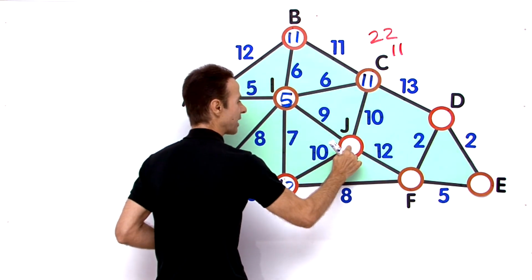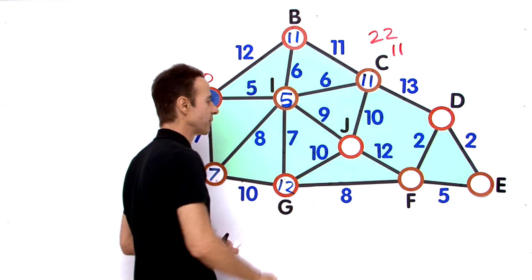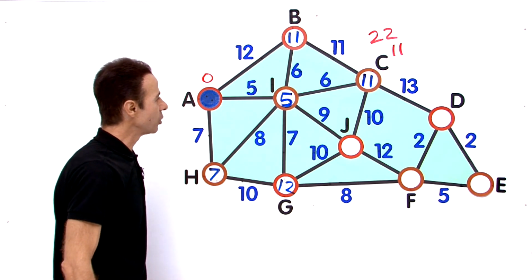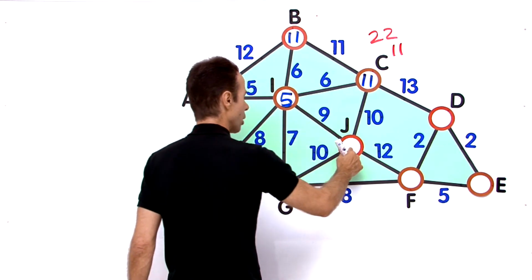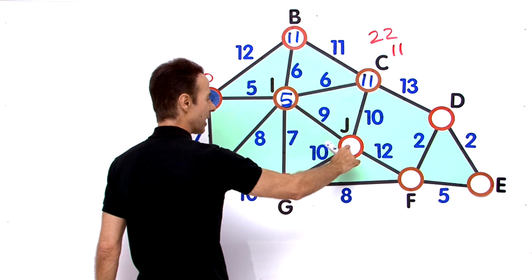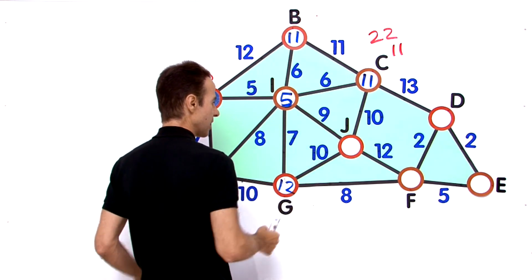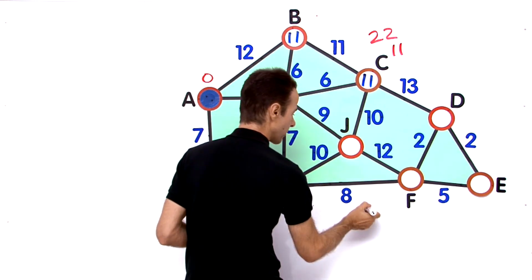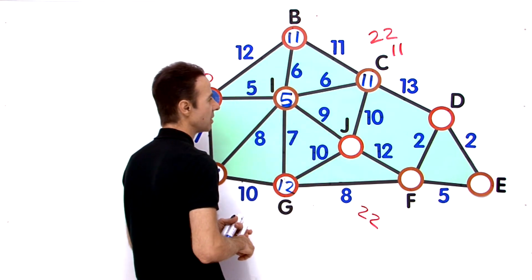Let's look at this candidate right here. Let's explore different paths here. So how can we get to J right over here? Well, we can go G to J. That means 12 and 10. That's going to give me 22. There's one candidate. Let's try another one.